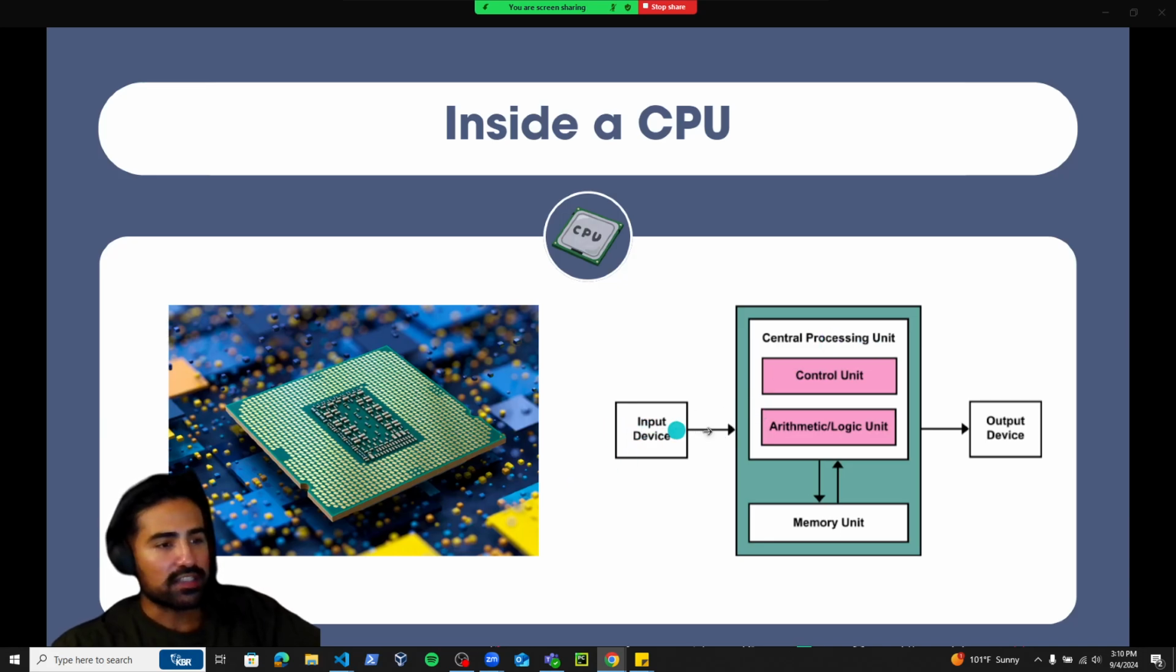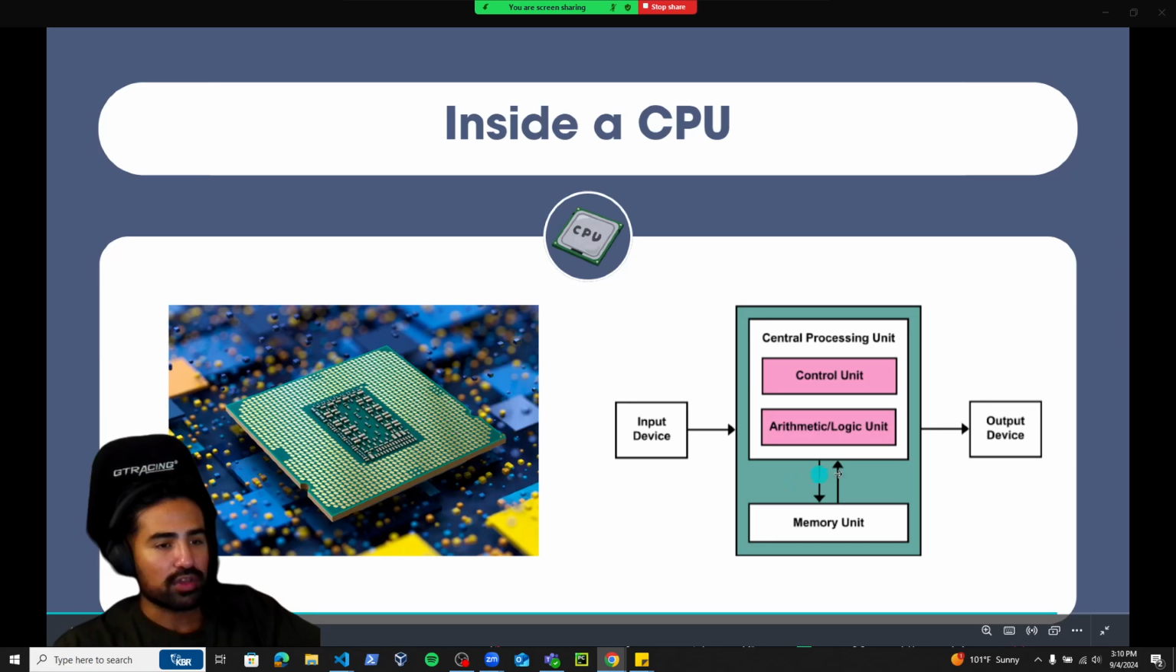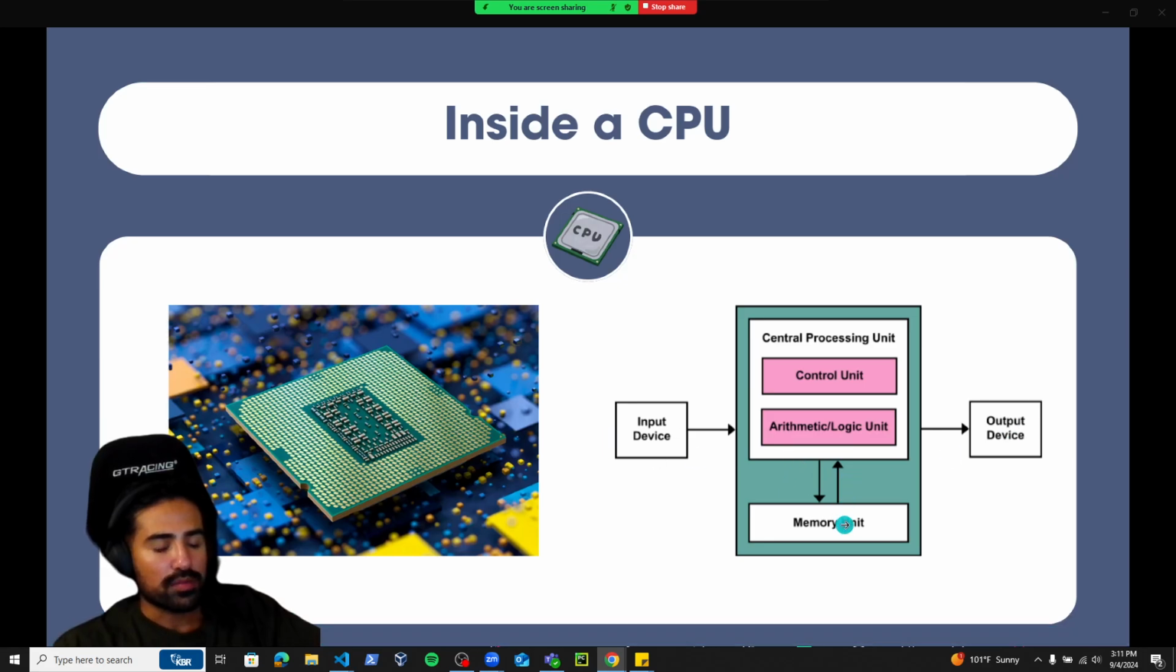So the CPU takes input, it runs it through these individual components inside. We have a control unit, an arithmetic logic unit, a memory unit, some of those core components of a computer. The four core components are represented here as well in the CPU. So we have input, output, memory, and then processing. Those are the four components. So yeah, CPU is capable of doing all four of those things.